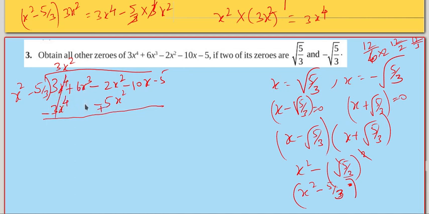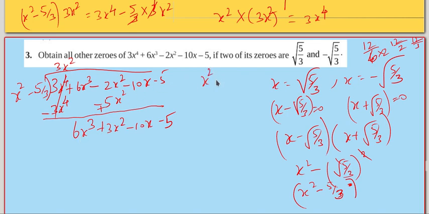And under x cube nothing is there. So we'll write this as it is. Nothing to subtract. So 6x cube. Here it is minus 2 plus 5 become plus 3. Plus 3x square minus 10x minus 5.